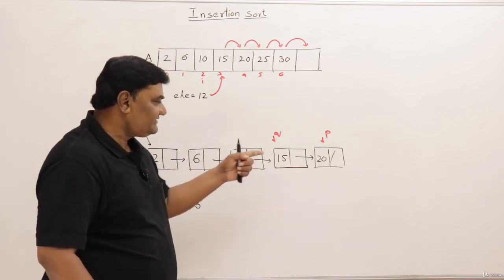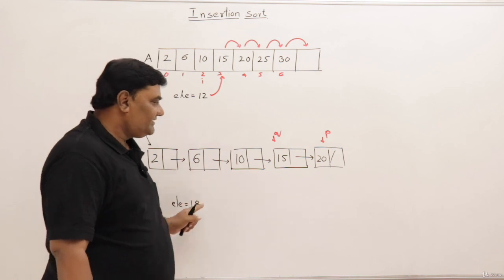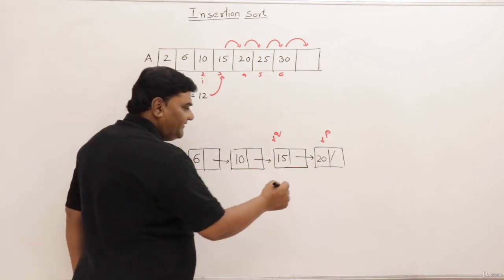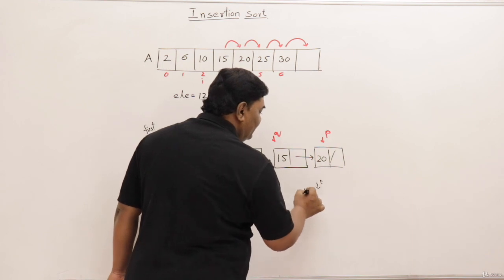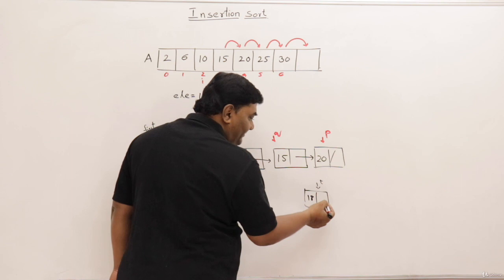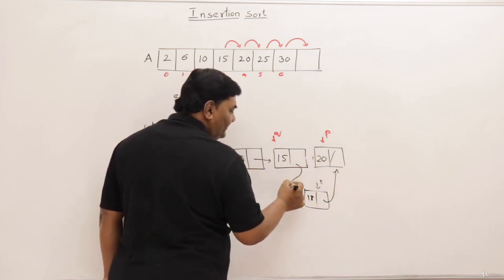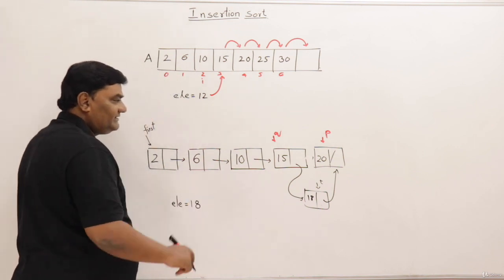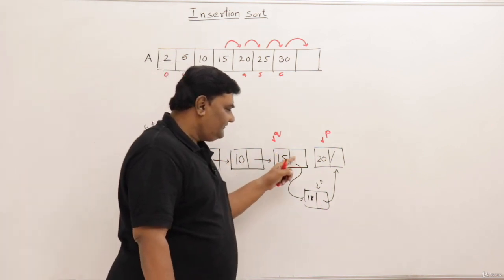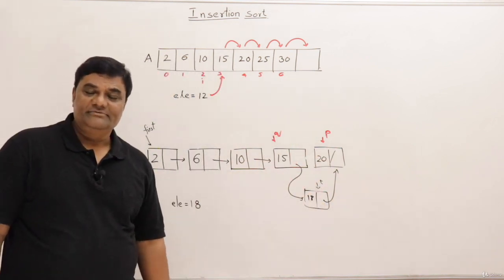So we have found the first element which is greater than the key element that we are inserting. So we found its position. It should be after Q. For that, take one more temporary pointer T and create a new node. Insert this value 18. Then make T's next point to P and Q's next point to T. That's all. This is inserted. Now if I start from here, 2 to 6, 6 to 10, 10 to 15, 15 to 18, 18 to 20. So 18 is inserted in a sorted position.